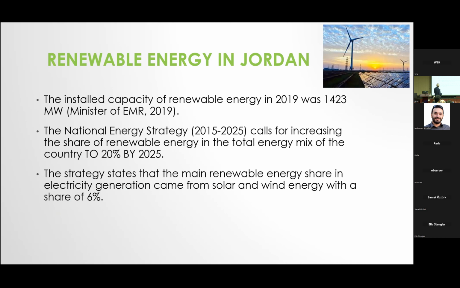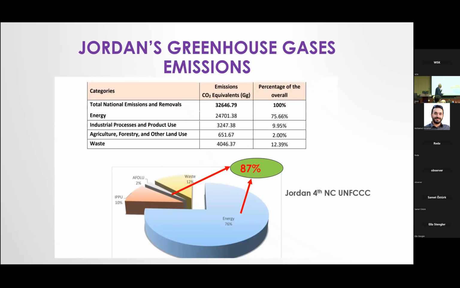Now, speaking about greenhouse gas emissions in Jordan, as we can see, the total emissions from all sectors is about 32 million tons of CO2 equivalent. However, the energy sector has 75%, and the waste sector alone has around 12%, which is relatively high. If you look at different countries, you will get a 6 to 7% global average, seven according to IPCC.